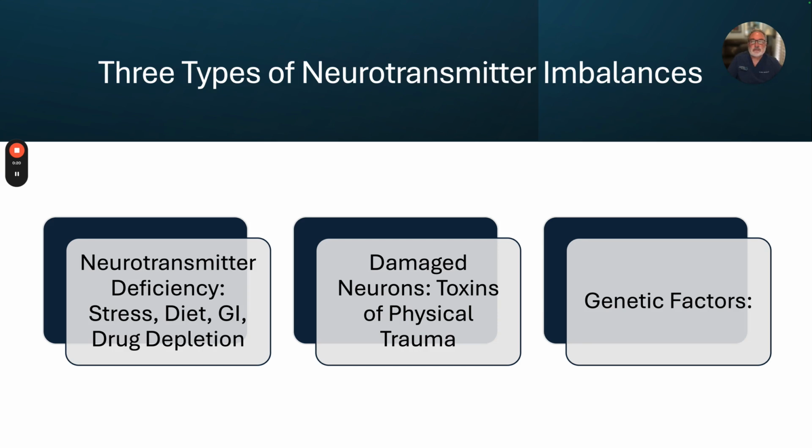There are basically three types of neurotransmitter imbalances. First, there's deficiency, which can be caused by GI issues, stress, dietary problems, or related to drug depletion or taking different drugs. Second is damaged neurons. This can be caused by toxins or physical trauma. And the third cause is genetic factors.